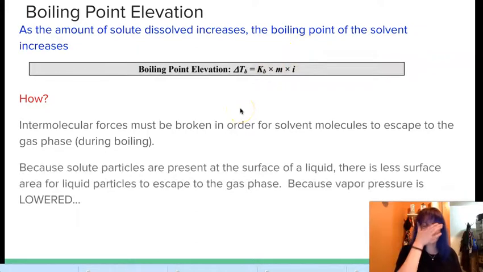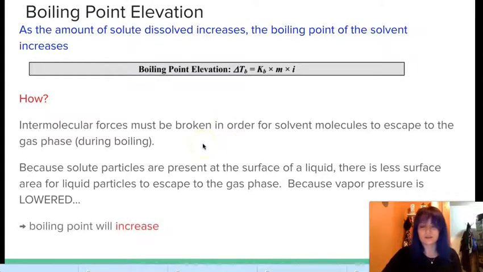Okay, so again, what happens during boiling, you have to break those intermolecular forces between the solvent and solute particles to escape to the gas phase. And again, because vapor pressure is lowered, that means that your boiling point is going to increase. Because if it's harder for your molecules to escape to the gas phase, you need to give them more energy to do so.